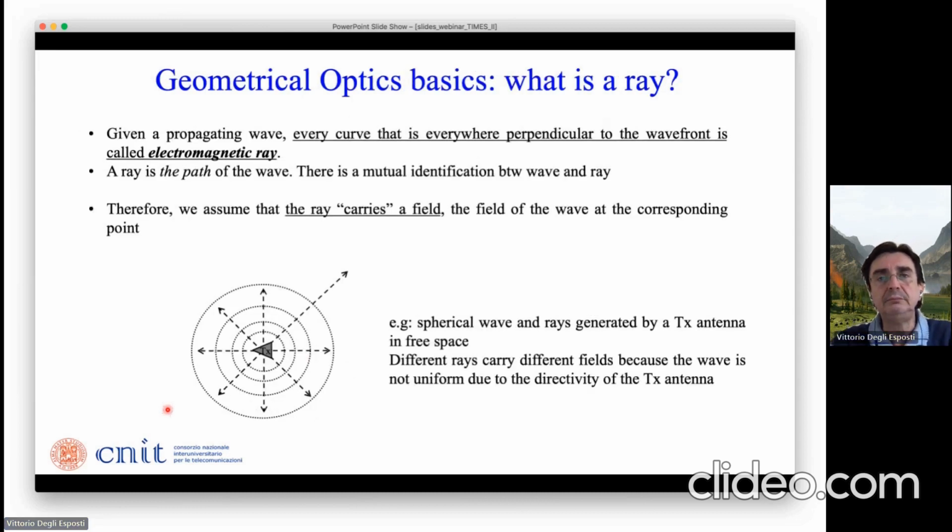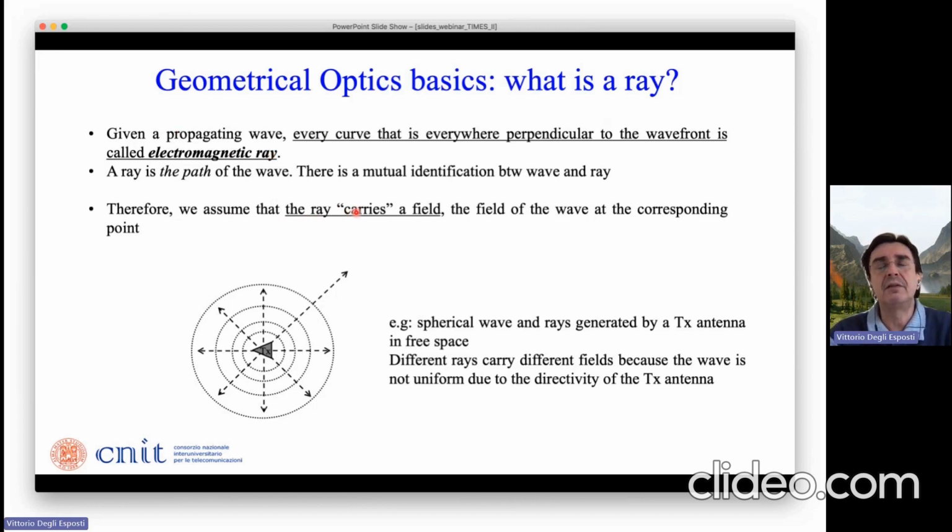What is a ray? So given a propagating wave, every line, every curve that is everywhere perpendicular to the wavefront is called electromagnetic ray. So a ray is orthogonal to the wavefront and represents basically the path of the wavefront. So there is a mutual identification between ray and wave that propagates in a given direction. We also assume that the ray carries a field.